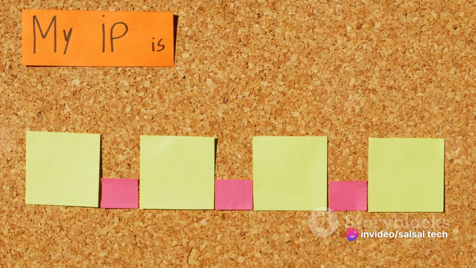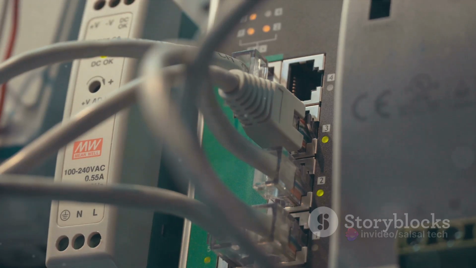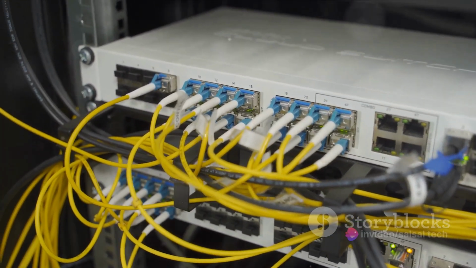Think of these labels as post-it notes attached to each data packet. They tell the routers where to send the data packets, which path to take, and how fast to go, making the whole process faster and smoother.